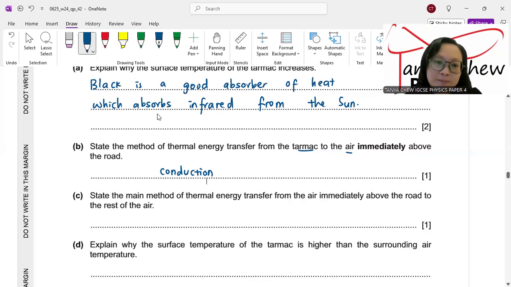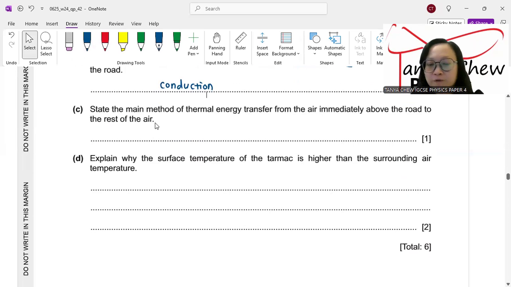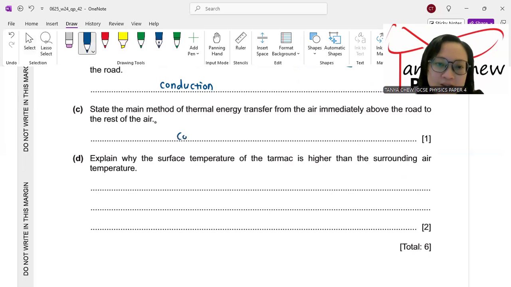C, state the main method of thermal energy transfer from the air immediately above the road to the rest of the air. So air to air, this is called convection, circulation of heat. So the hot air will rise and the cold air will come down and absorb the heat from the tarmac. Right?